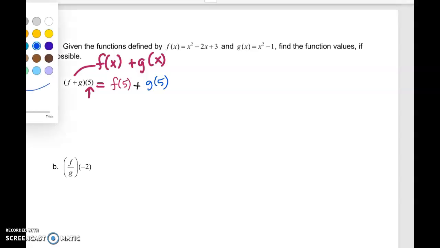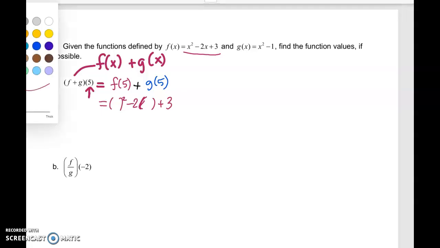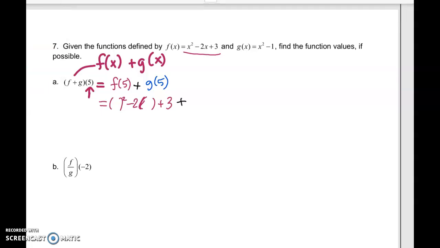So for function f, I will refer back to this right here, and I'm going to put blank spots wherever I would have an x. And then in place of x, I'm going to plug in 5.